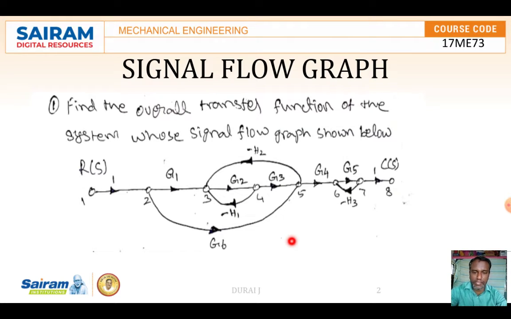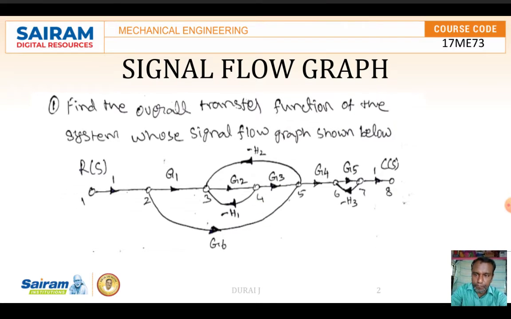The Mason formula is T is equal to 1 by del 1 into sigma k. Below the sigma comes k, and P k del k. That is the common formula. K is the number of forward paths. Okay, so now I'm going to solve the problem.